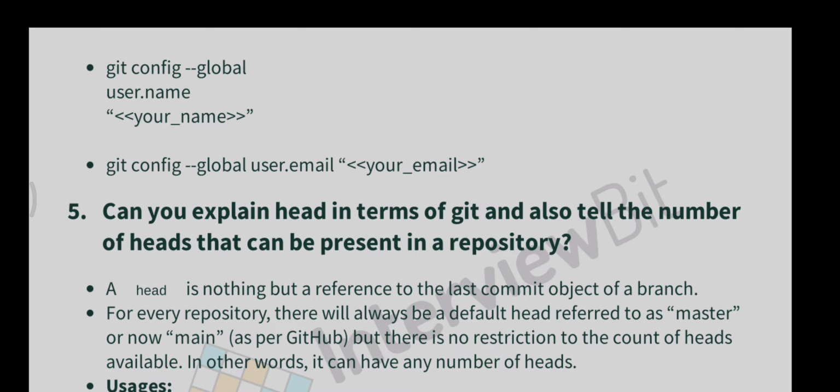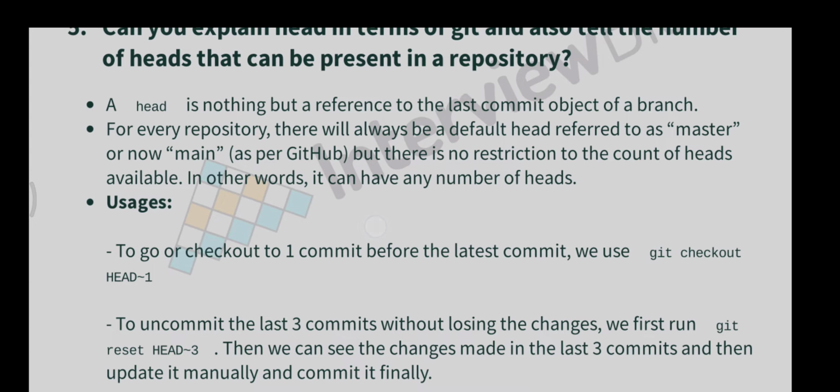Fifth one, can you explain head in terms of git and also tell the number of heads that can be present in a repository? A head is nothing but a reference to the last commit object of the branch. For every repository, there will always be a default head referred to as master, or now main as per GitHub, but there is no restriction to the count of heads available. In other words, it can have any number of heads.